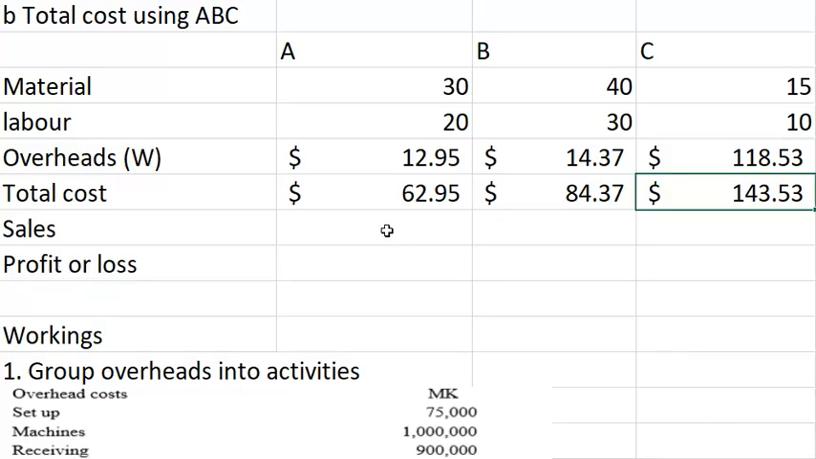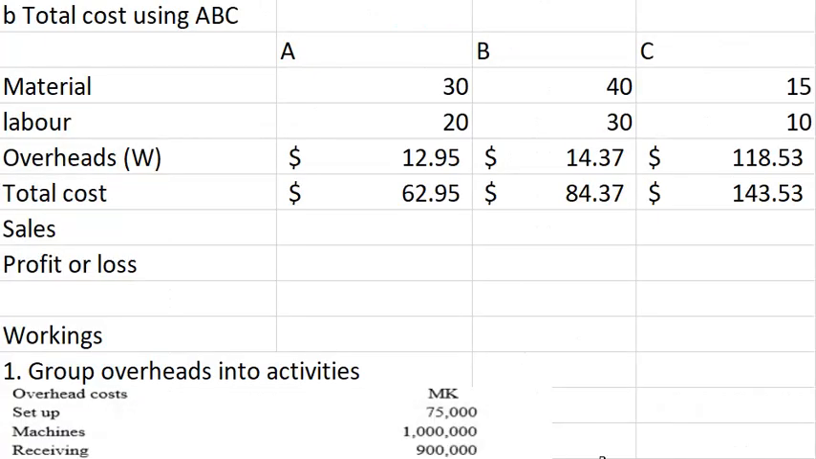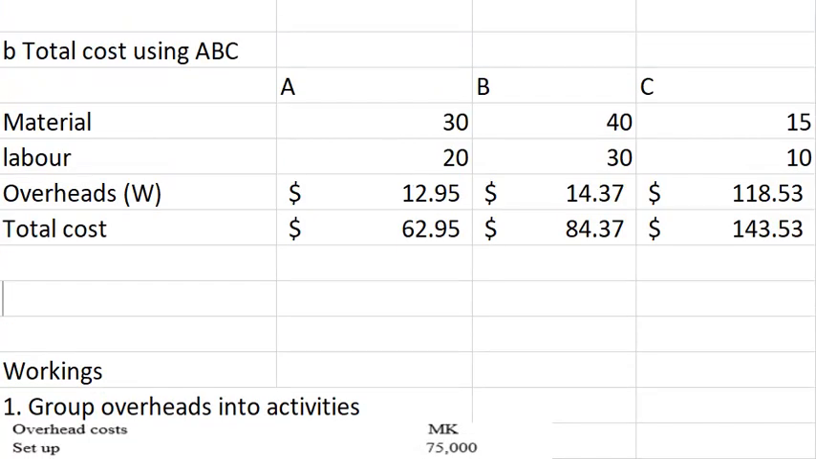Now let's calculate profit. Let's find how much are the sales. Okay, so sales, we have sales here. Selling price, we are not given sales. Anyway, I just wanted us to calculate if we were given the sales. So if we were given sales, we would have put sales value here and subtract from the cost to find profit. So it's okay, we don't need this, and take them out. So we are done with part B. Yeah, so that's how we determine cost per unit using ABC.